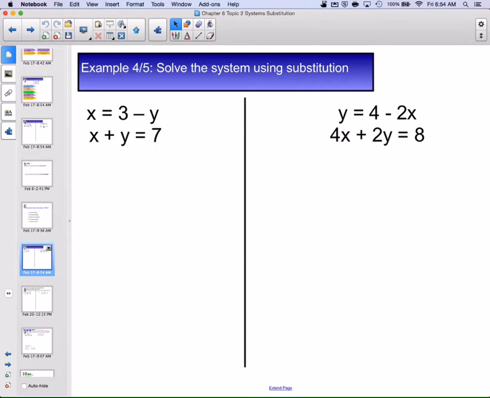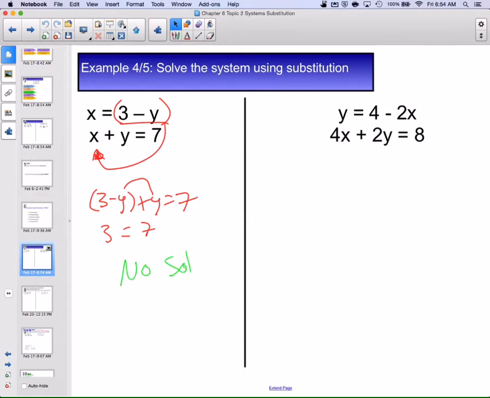So here's this next set of problems. Notice in this one, x is by itself, so I'm going to replace x with 3 minus y. So we get 3 minus y plus y equals 7. Well, that's nice because the minus y and the y cancel. However, what I'm left with is 3 equals 7. If we remember that from before, that meant no solution. But you can write the words out, or you could do that.